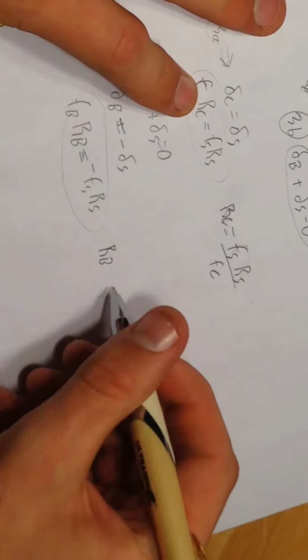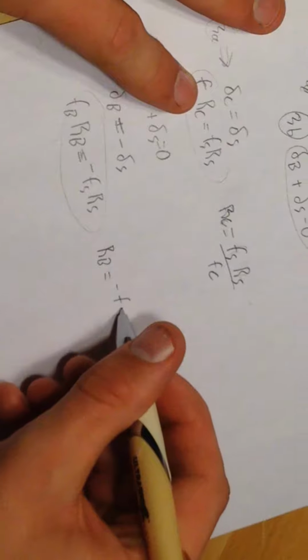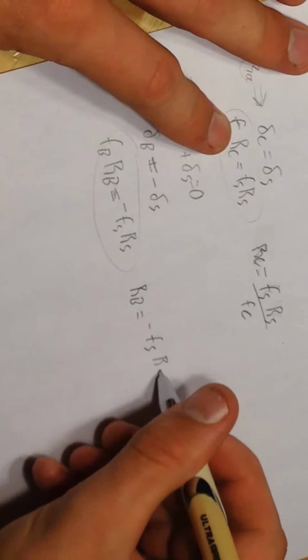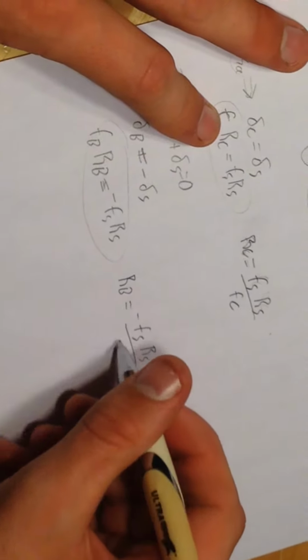And similarly down here, if we solve for RB, we'll have RB. If we just divide the FB to the other side, we can see we'll have negative FS RS divided by the flexibility of B here.